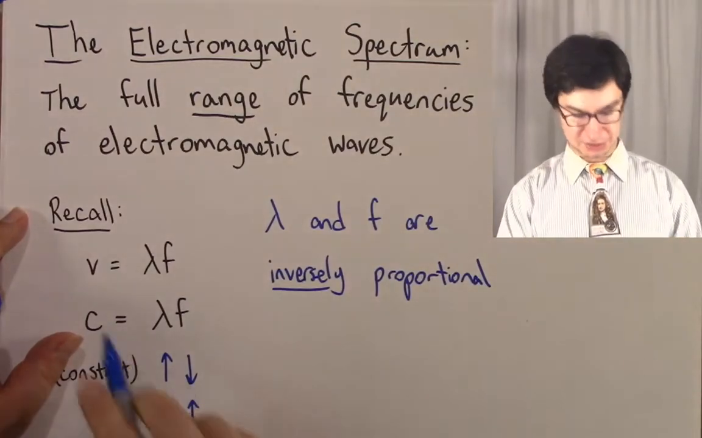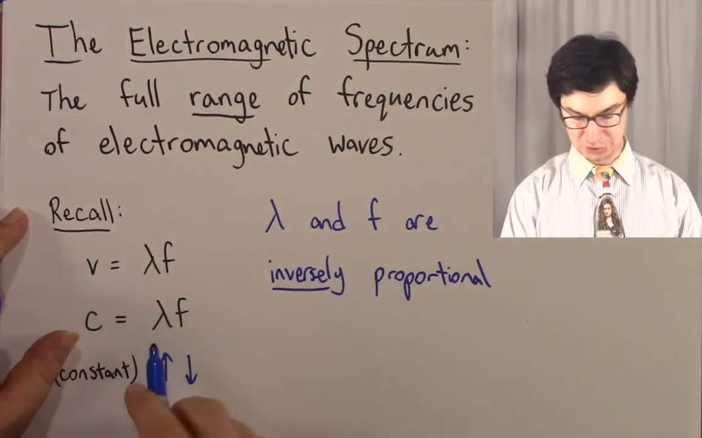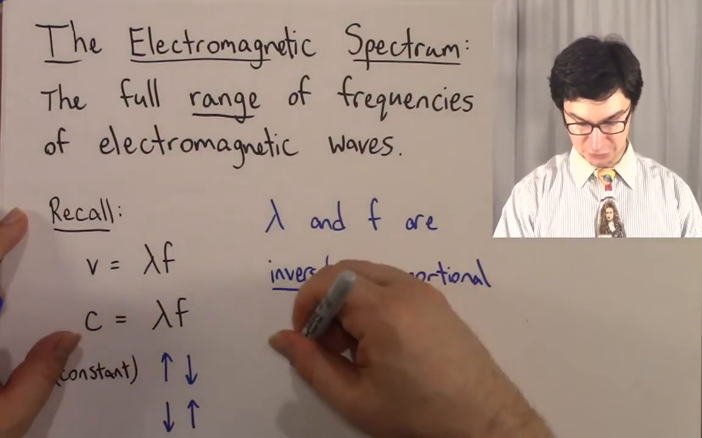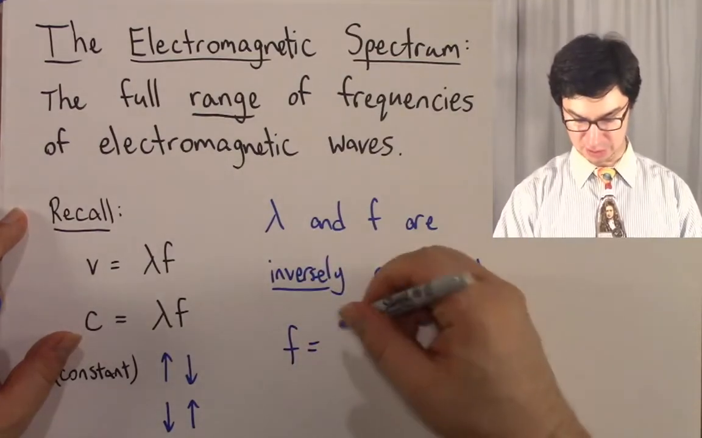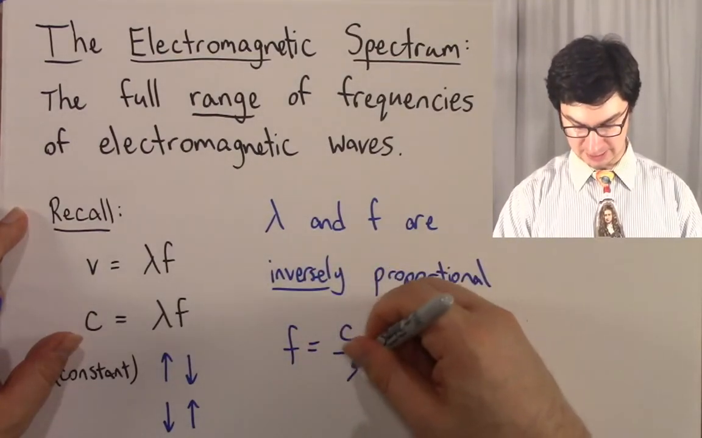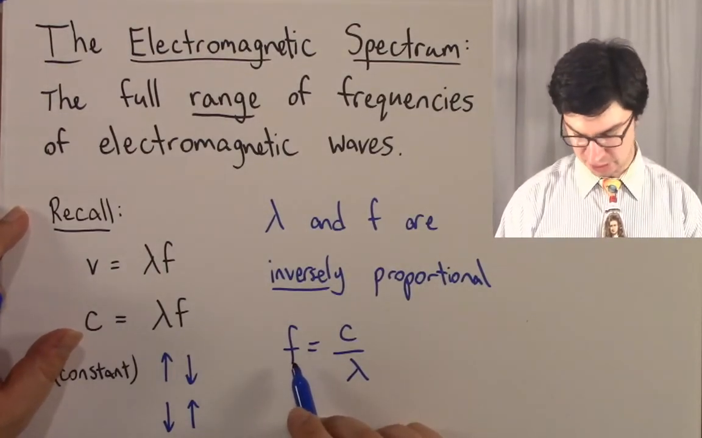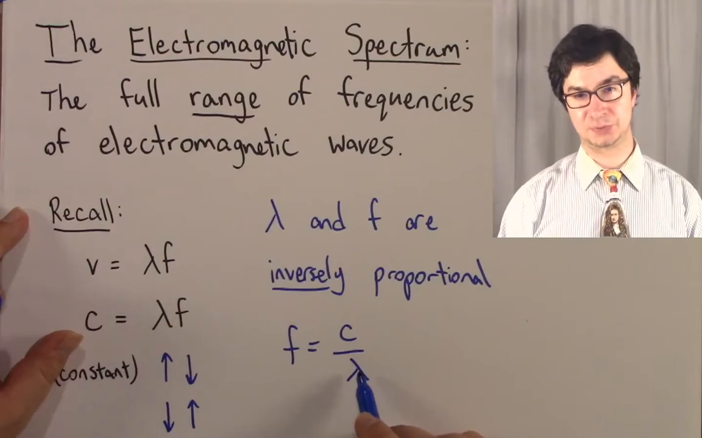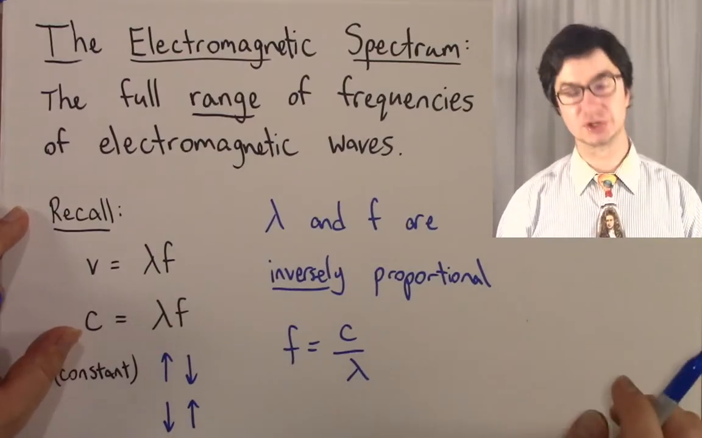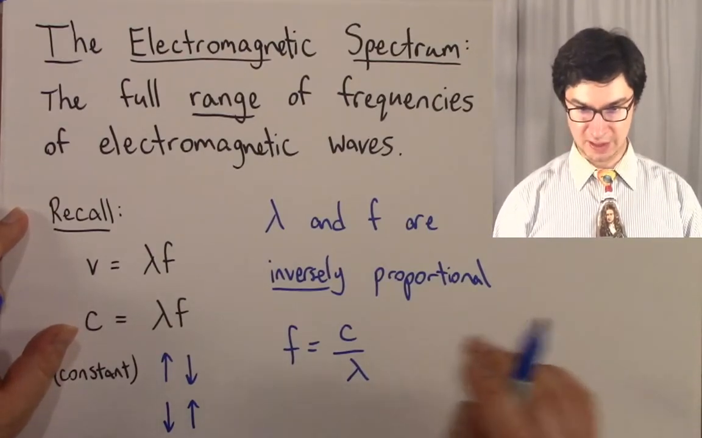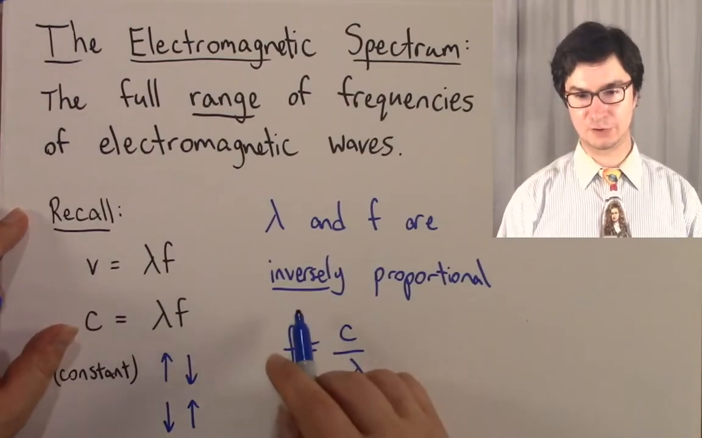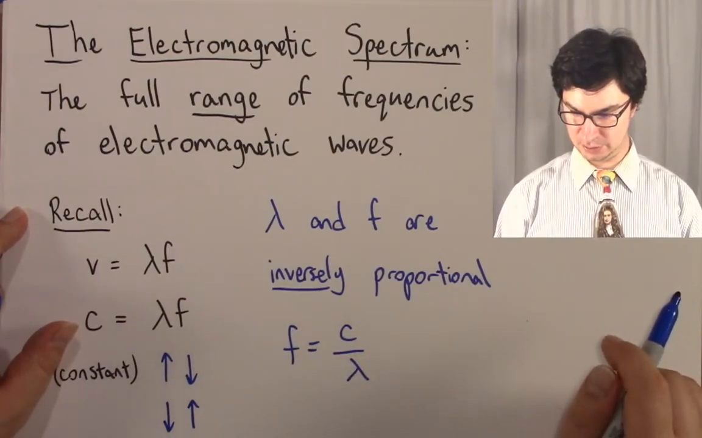And you can very clearly see this relationship of inverse proportion if you solve, for example, for the frequency. If you solve the wave speed equation for frequency, you get the speed of light divided by lambda. And you can see that an increase in the lambda results in a decrease in the frequency, and vice versa. If you decrease that wavelength, you're going to increase the frequency. So that's a very important relationship, this inverse proportionality between wavelength and frequency.